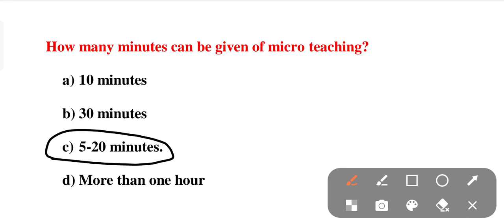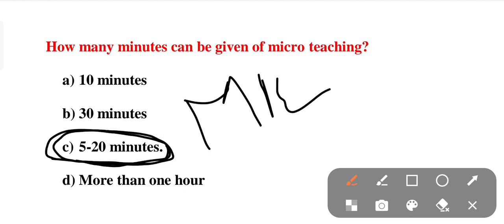We have to complete the micro teaching within that time only. The best example is in the MSc nursing first year, where we have a practical examination of the nursing education subject. In that practical examination we have to give a small lecture, and that lecture is nothing but micro teaching. We teach the students in the college within 5 to 20 minutes only. So this is a best example for micro teaching.